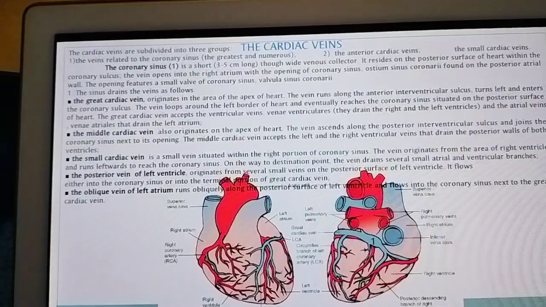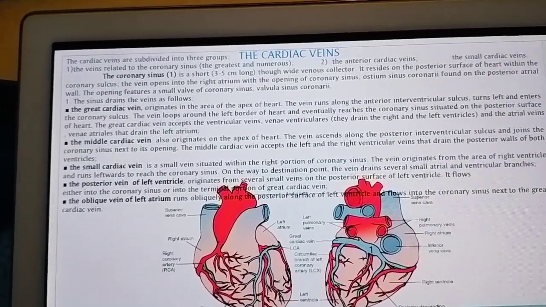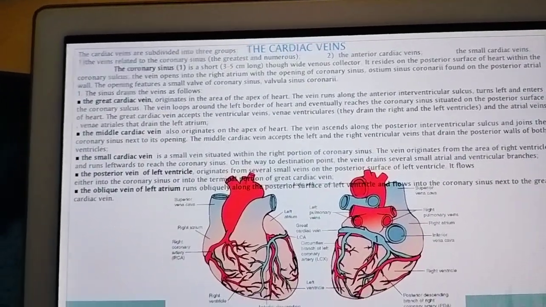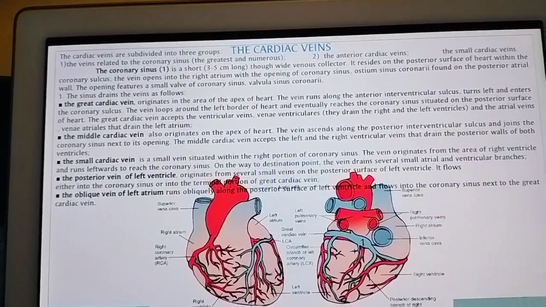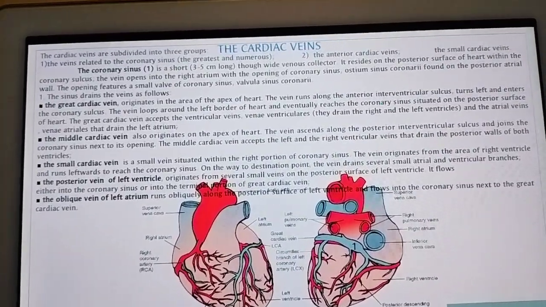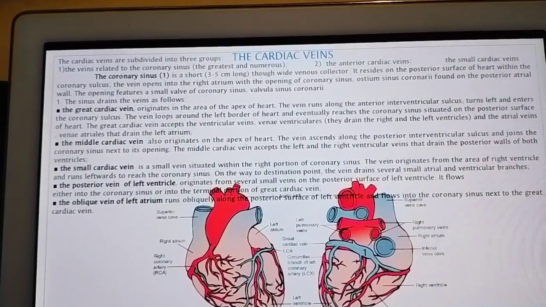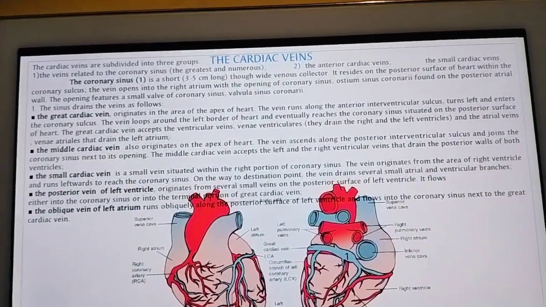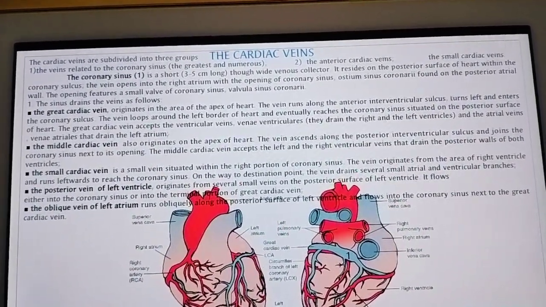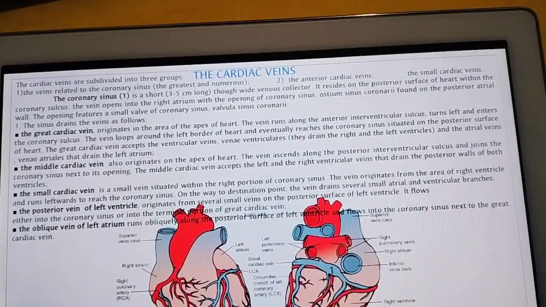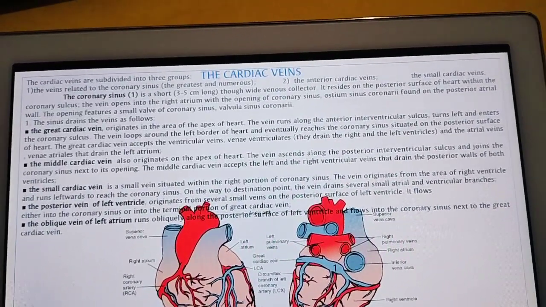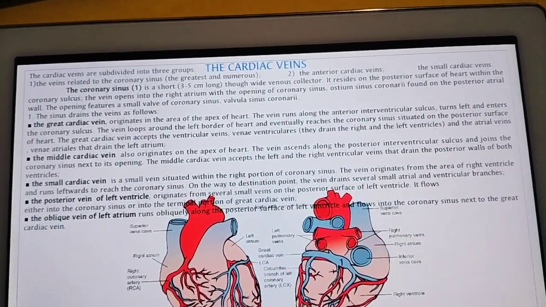This septum has, on the external surface, a groove which divides the right ventricle and the left ventricle on the external surface of the heart, which is called the sulcus. Now remember, this great cardiac vein from the apex of the heart runs through this sulcus. Okay, and then it turns to the left and enters the coronary sulcus.